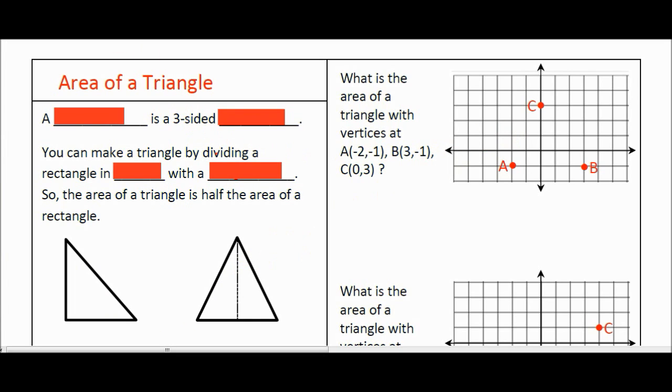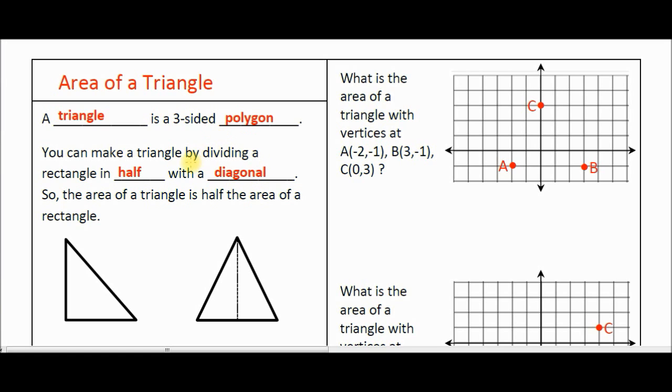So, first thing is, a triangle is a three-sided polygon. We talked about the definitions of polygons. Any polygon with three sides is a triangle. You can make a triangle by dividing a rectangle in half with a diagonal. Now, this is important to recognize. Take any rectangle. In fact, any quadrilateral, could be a parallelogram, rectangle, square, rhombus, and if you divide it in half by drawing a diagonal line between opposite corners or opposite vertices, you'll divide that shape into two triangles.